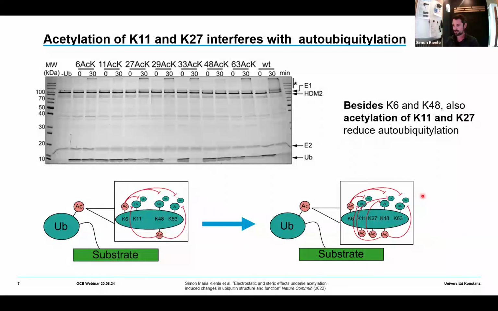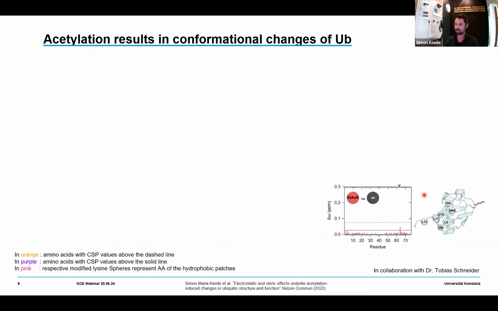Next, we asked ourselves, what is the underlying reason for that? First, we thought there may be structural rearrangements. And so we performed protein NMR to resolve the structures of these ubiquitin variants. What you can see here is a chemical shift perturbation map, in short CSP.